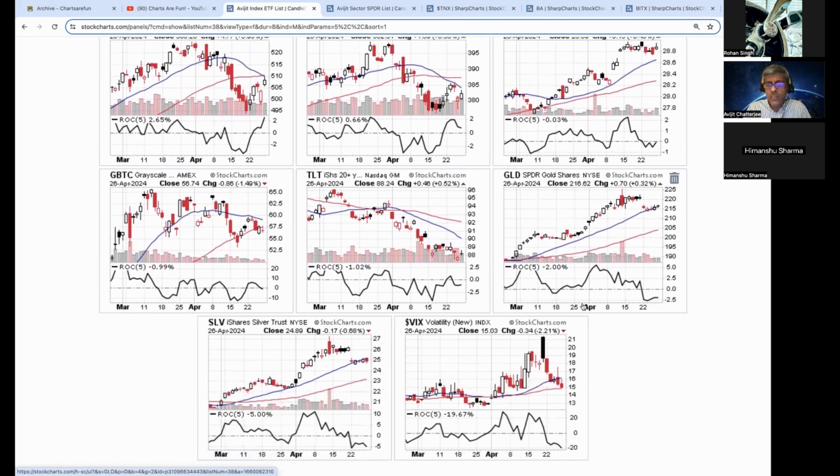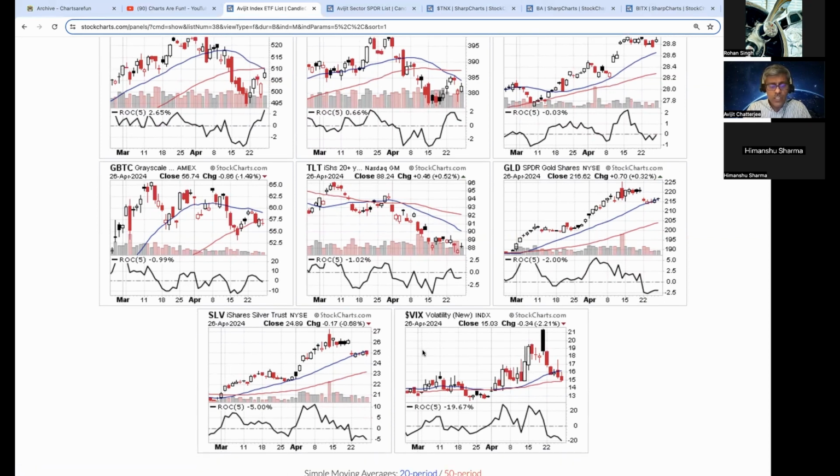Silver also had extreme moves, as you can see by how far they deviated from their 20-day moving average. In each of these charts, the blue line is the 20-day, the red line is the 50-day moving average, and these are simple moving averages. So you can see that gold had moved far away from its 20-day, which is why the rate of change had shot up to almost 5%.